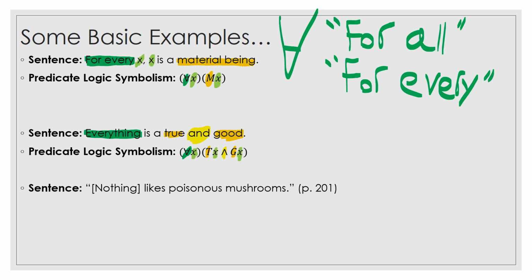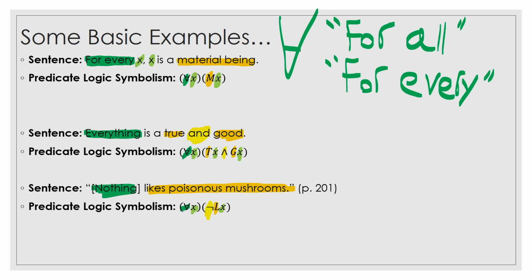How about this? Nothing likes poisonous mushrooms. We have nothing. It's still universal in scope. That's important to recognize. It's still universal in scope. And our predicate is likes poisonous mushrooms. We have a negative universal statement. And this is how we would translate it. For all x, not Lx: x likes poisonous mushrooms, but we are denying that, so we have the negation sign. So it's a universal statement, and the negation sign is with the Lx part.